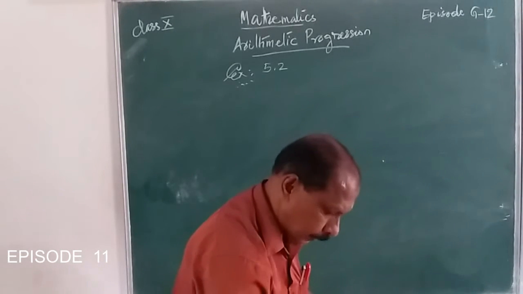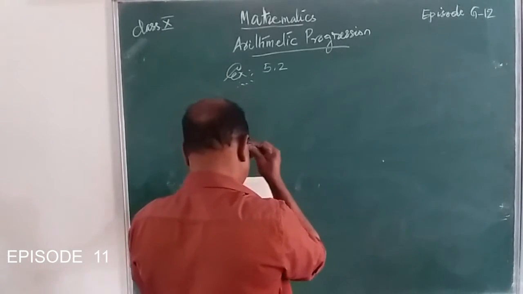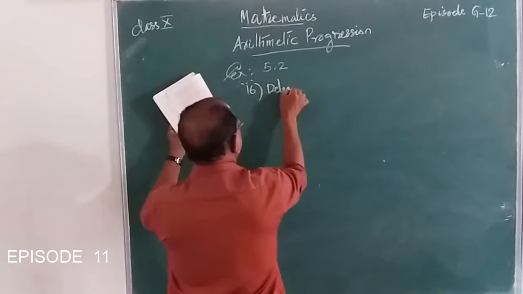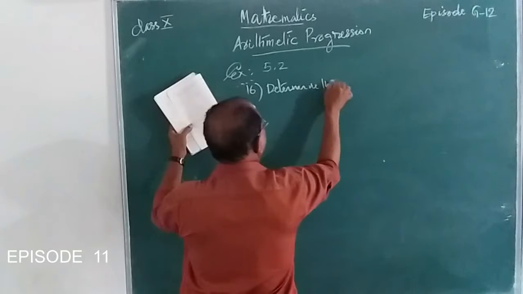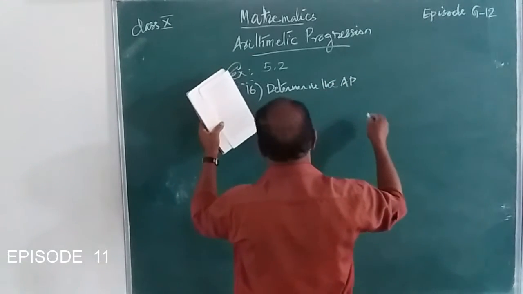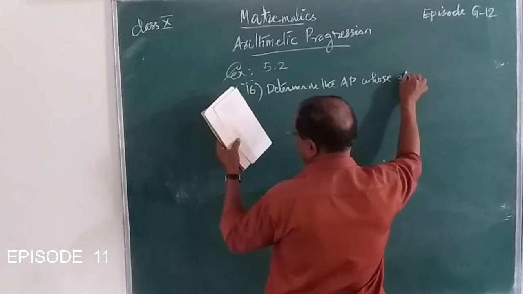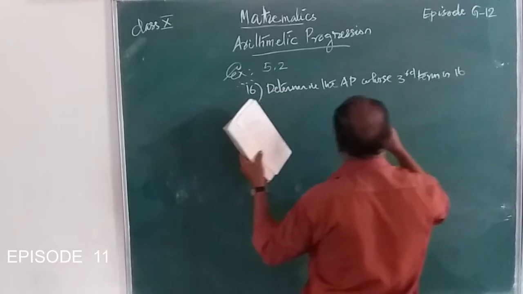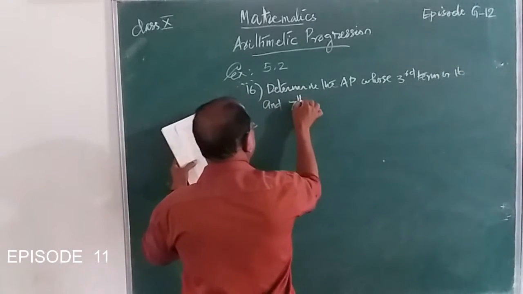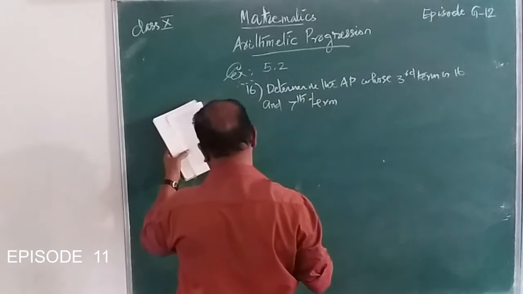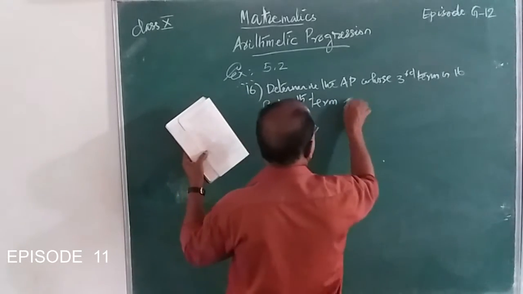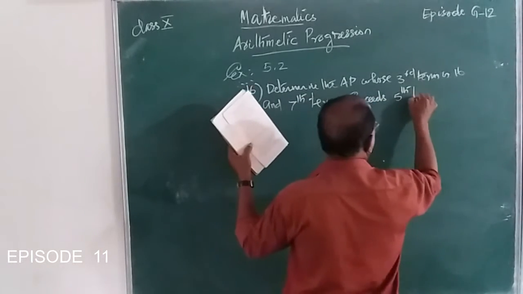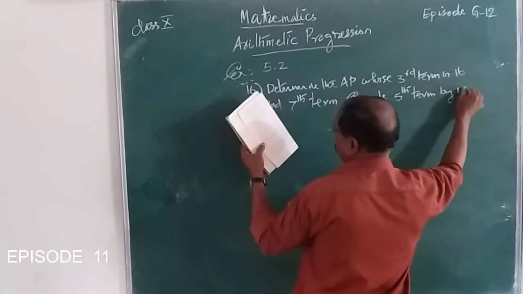Question number 60. Determine the AP whose third term is 16 and whose seventh term exceeds the fifth term by 12.